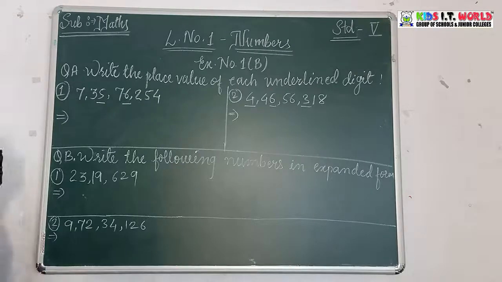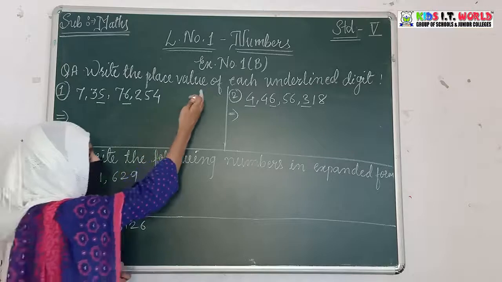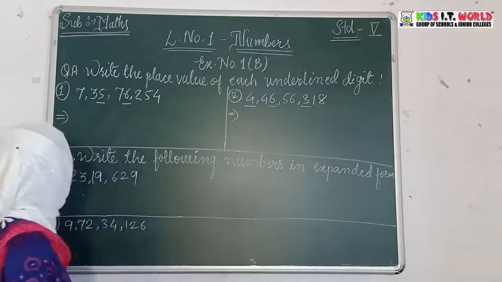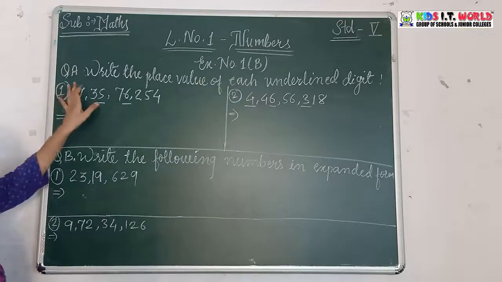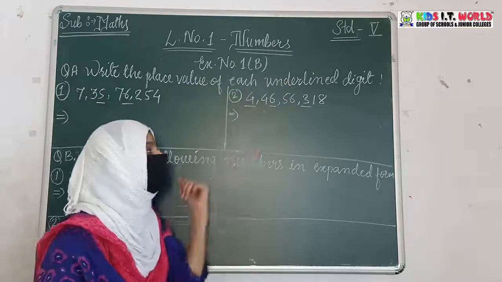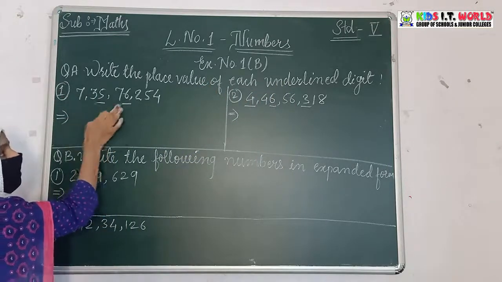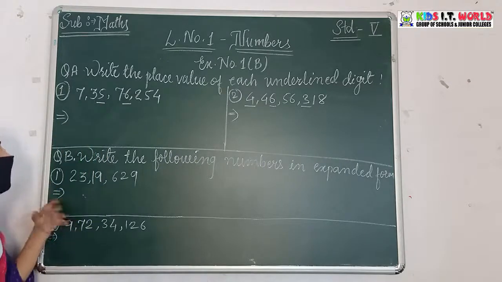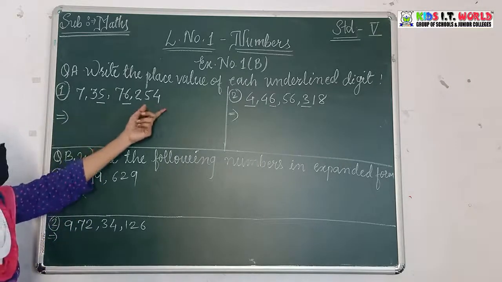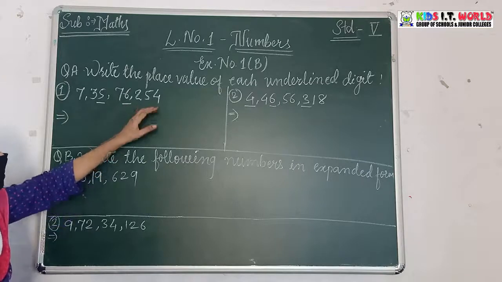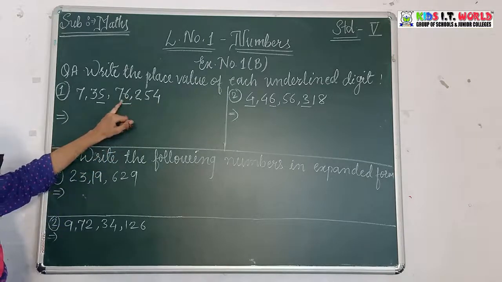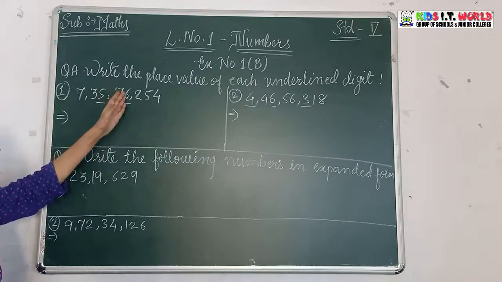Now on the basis of face value, place value and the expanded form, we will have an exercise. Your first question is: write the place value of each underlined digit. Means in this question they have underlined the digits, and you have to write the place value of that digit. As I told you, just count the place value of that number from the ones place, and whatever the place value is, multiply that number by it.